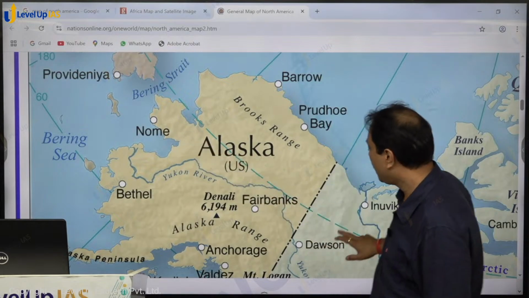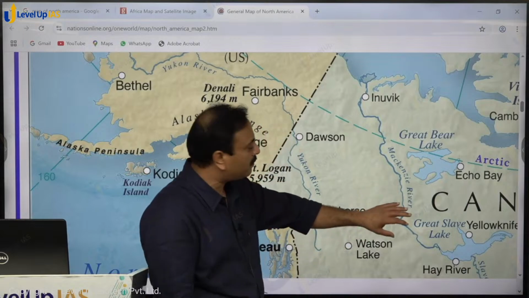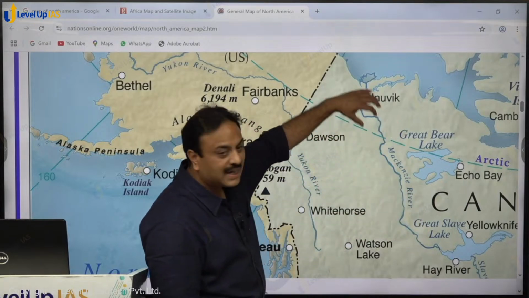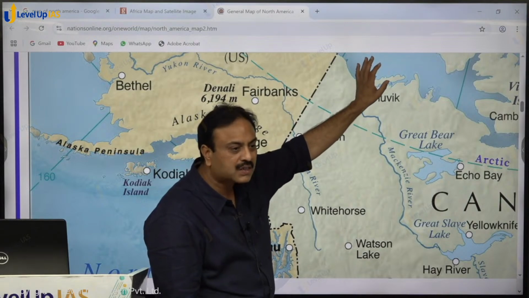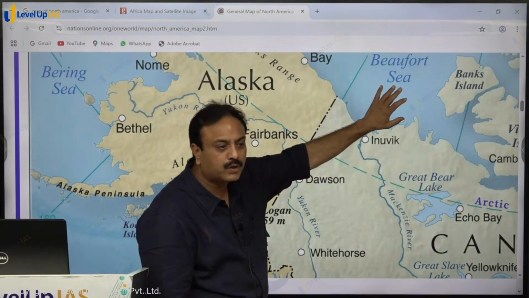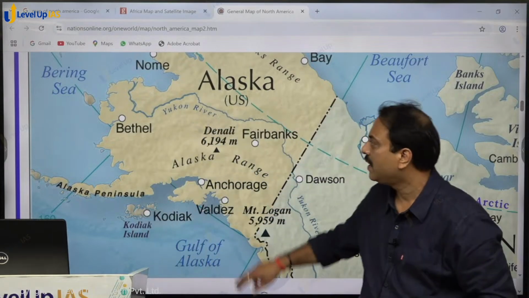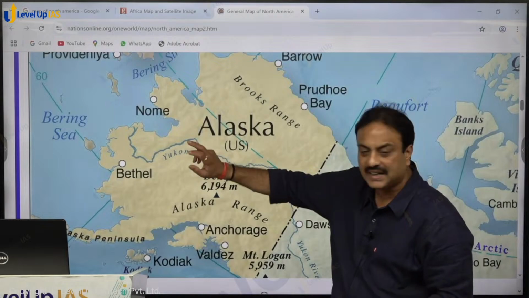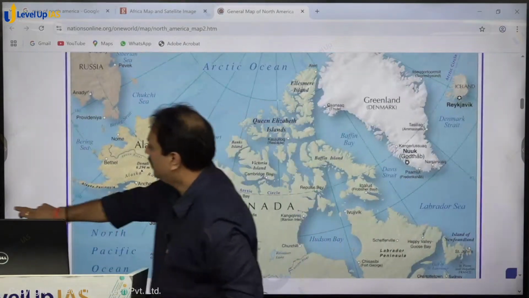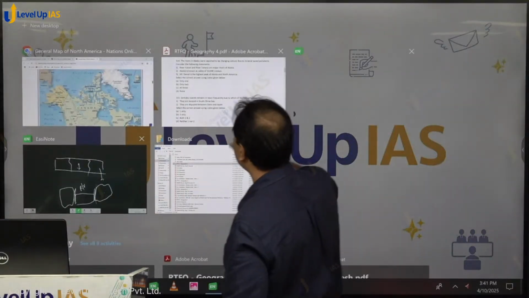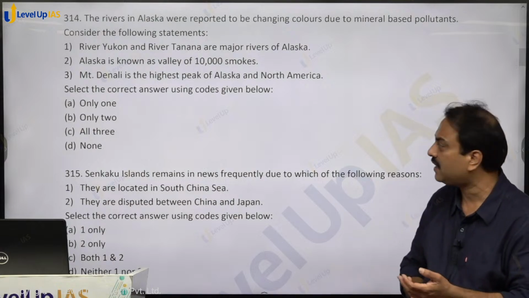of Alaska. Another important river over here, which is related to the importance of North America, is River Mackenzie. That is flowing northward. It drains over here, close to the border of Alaska. The water body over here is Beaufort Sea. River Mackenzie is an important and prominent river of Canada. River Yukon drains in Bering Sea. Tanana is a tributary of River Yukon. So river Yukon and river Tanana are major rivers of Alaska, it's correct.